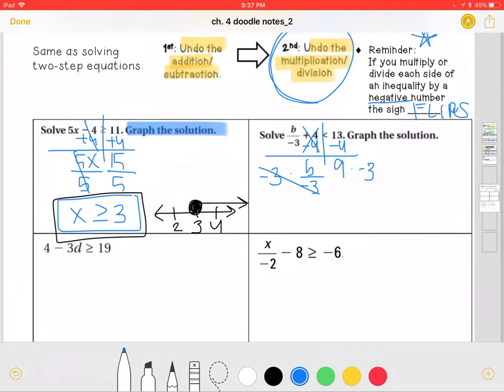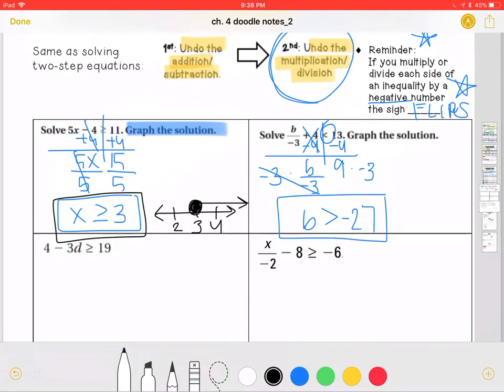A little alarm or something should be going off in your head. I'm multiplying by a negative. So what does that mean with my inequality symbol? It needs to flip. Right now it's less than, so I'm going to make it greater than. Now evaluate: 9 times negative 3 gives us negative 27.